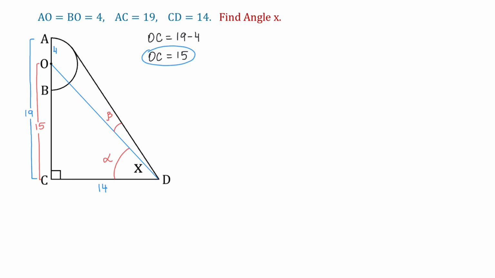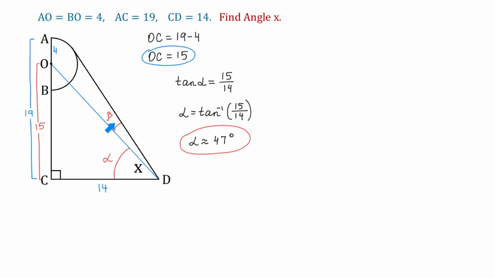We will write that tangent of angle alpha equals the opposite side 15 divided by the adjacent side 14. So tangent of alpha equals 15 over 14. Then alpha equals the inverse tangent of 15 over 14. Then alpha is approximately 47 degrees. So we have angle alpha, and now to find angle beta, we will form another right triangle.